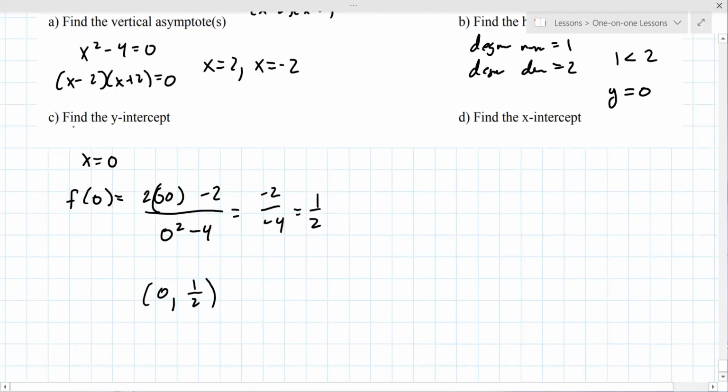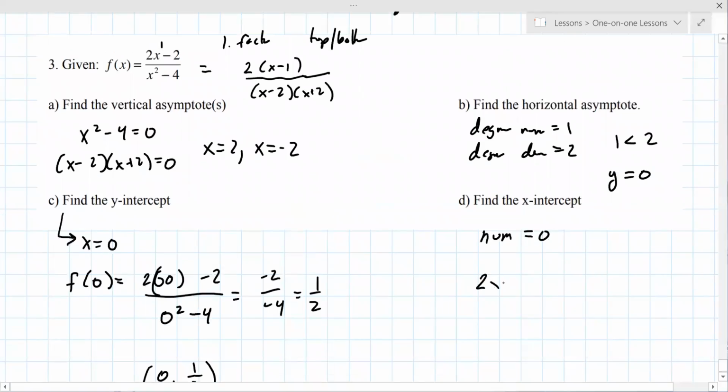So the key thing here is not these answers. It's that when I find the y-intercept, I'm putting that 0 in for x. The x-intercept is setting the numerator equal to 0. So that means setting 2x minus 2 equal to 0. Solve for x, x equals 1. If you want to write that as an ordered pair, it's 1 comma 0.